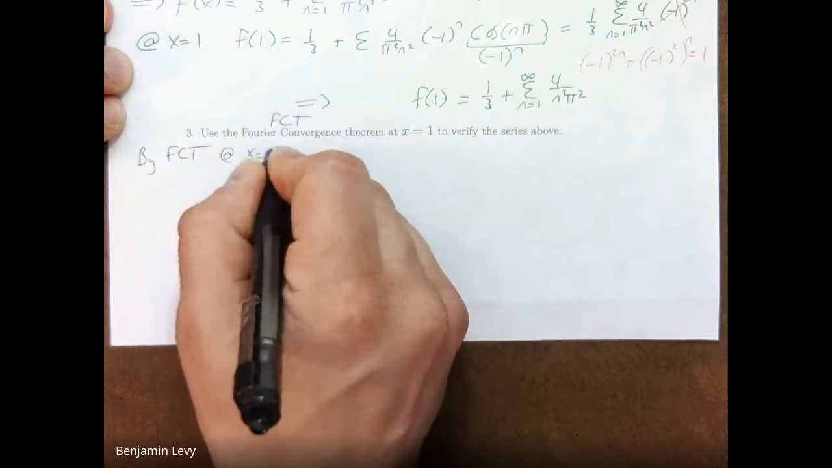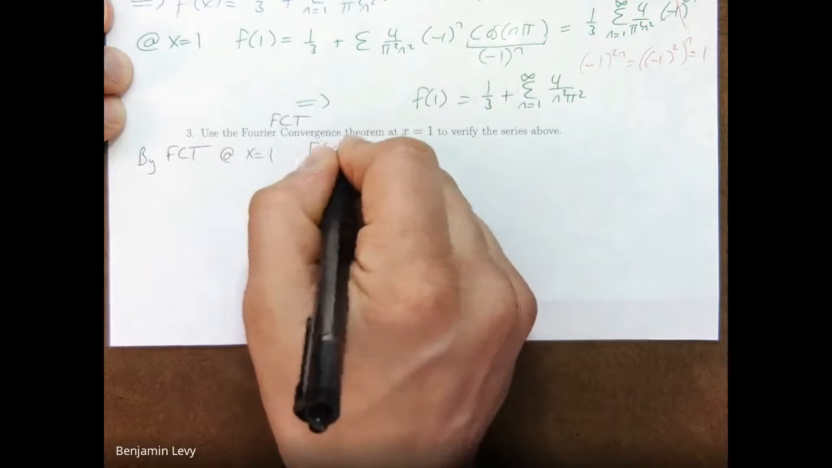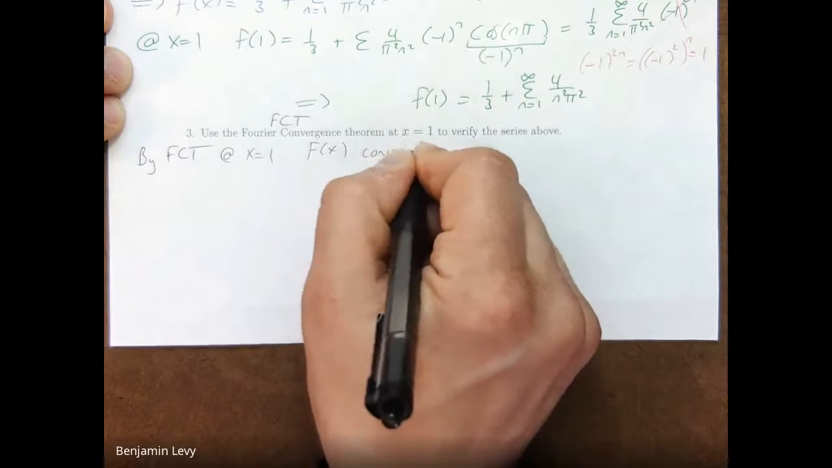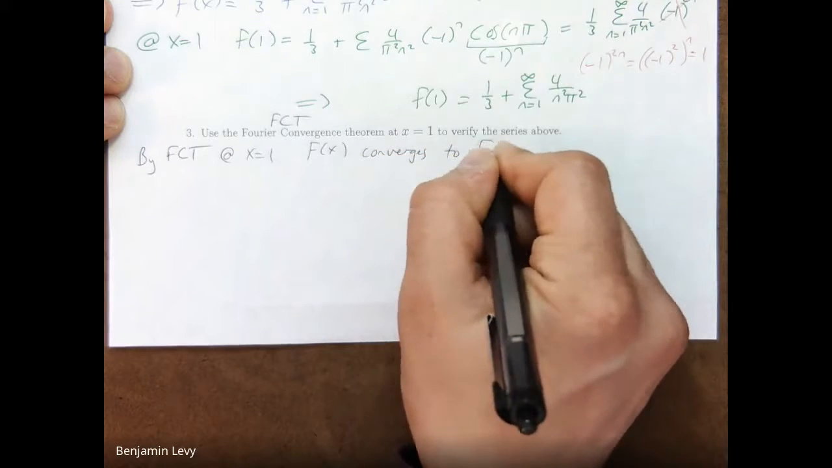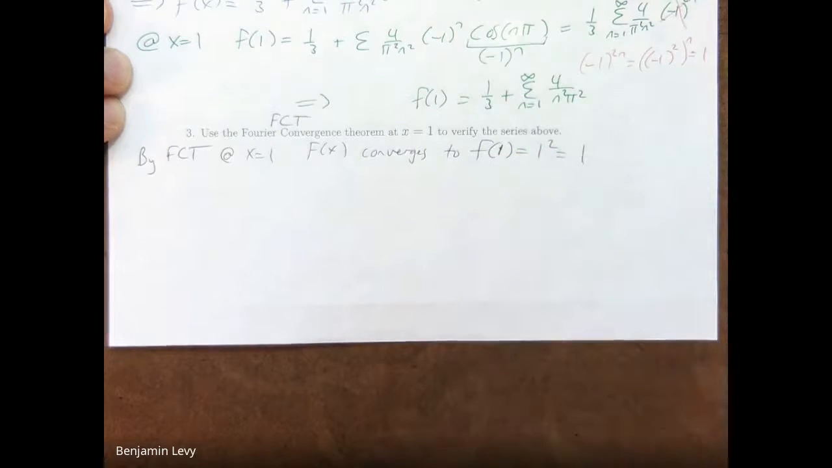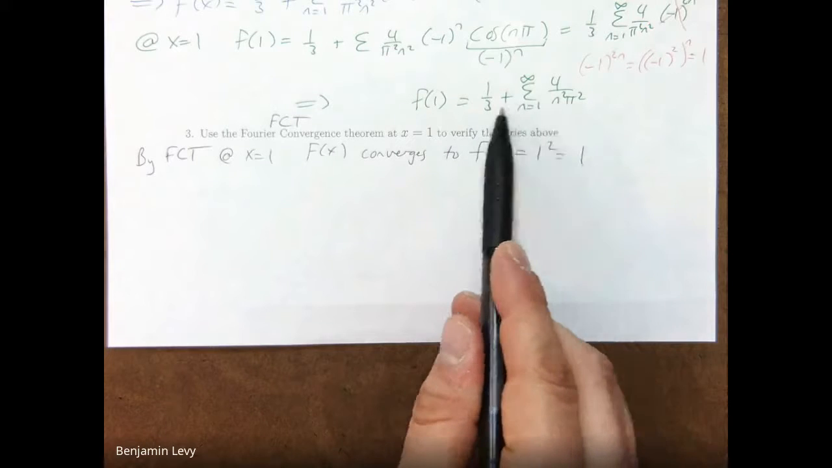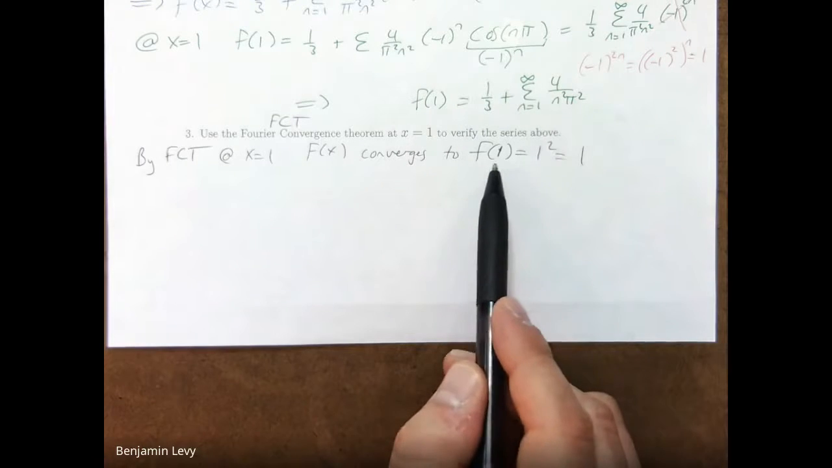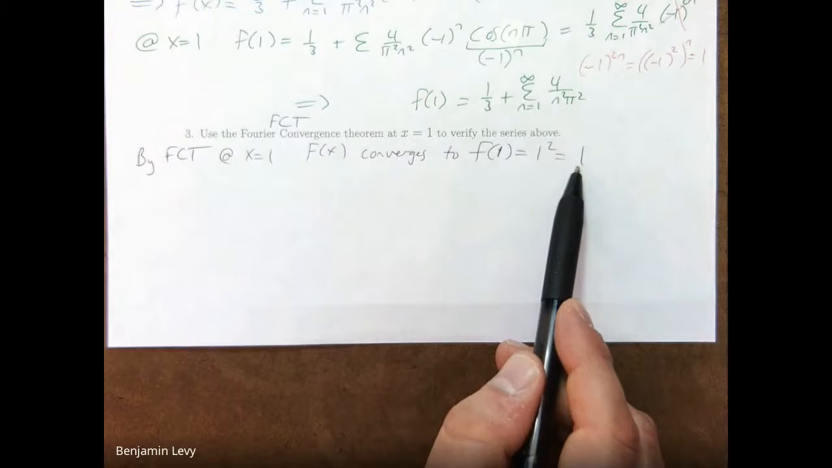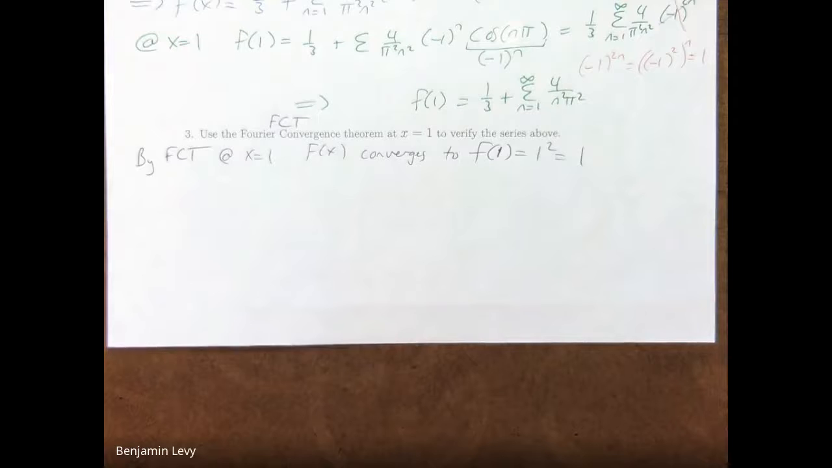at x equals 1, the Fourier series converges to little f of 1, which is just 1 squared, which is 1. In other words, we have two expressions for f of 1. F of 1 equals this by the Fourier series, and by the convergence theorem, it equals this. And so we can set those two things equal to each other, and that's how we're going to get our answer.